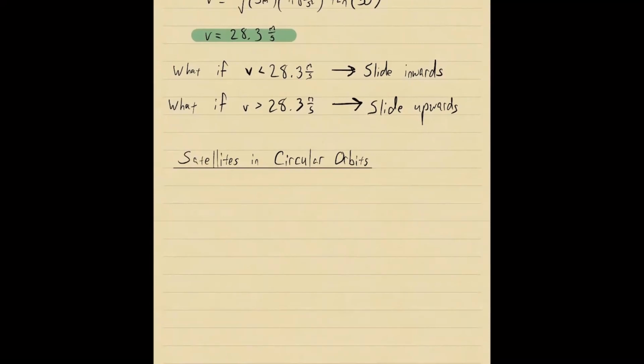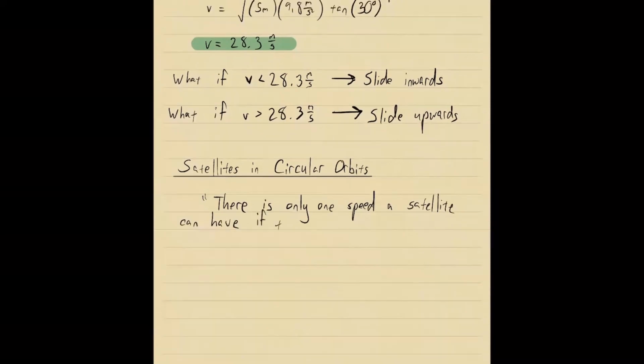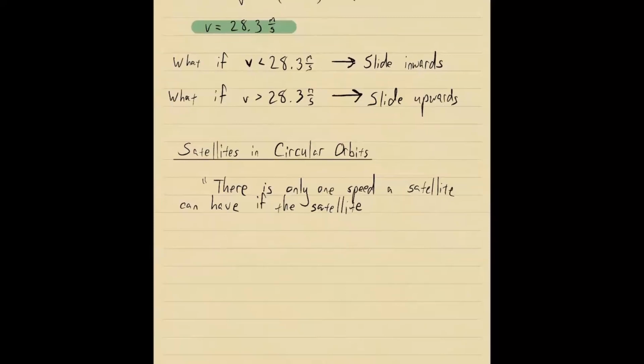There's only one speed that a satellite can have. So there is only one speed a satellite can have if the satellite is to remain in an orbit with a fixed radius.